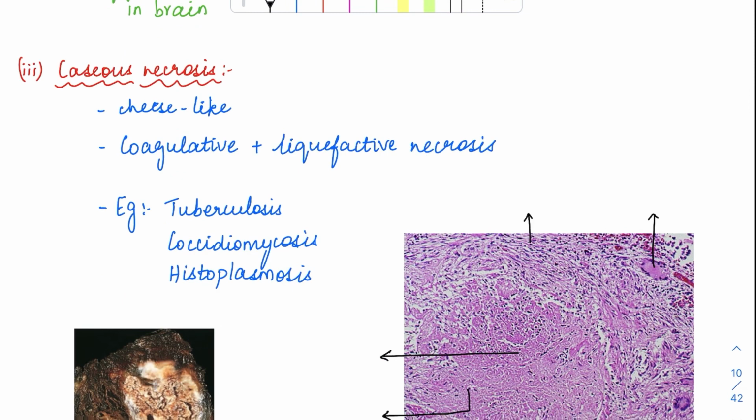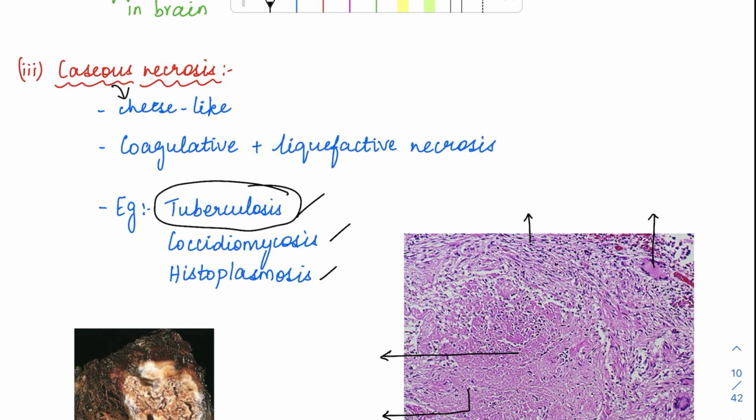The third type of necrosis is caseous necrosis. Caseous literally means cheese-like. So it is going to appear like cheese. On gross, the specimen will have some cheesy material which is characteristic of tuberculosis in our country. Other than that, there are other causes of caseous necrosis like histoplasmosis and coccidioides also. So coccidioidomycosis and histoplasmosis also can result in caseous necrosis, but most commonly in India it is going to be a tuberculous cause. Whenever you see caseous necrosis, unless you rule out tuberculosis, you don't proceed on with other causes.